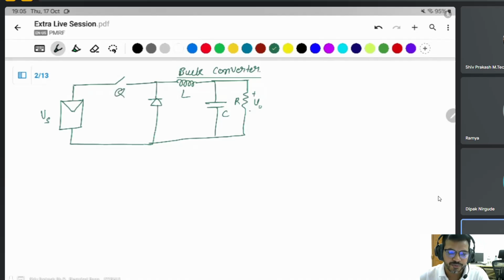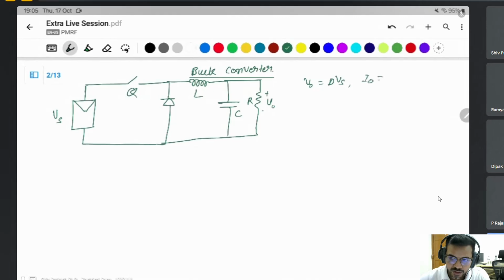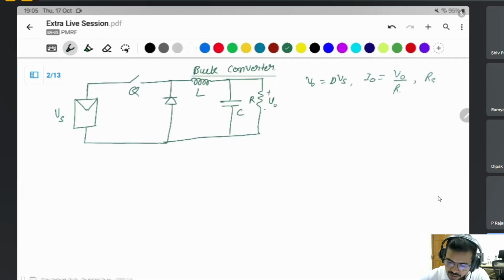Yes, switch Q. And do you know about the output voltage? It is V naught equal to D Vs, where D is the duty time of the input, and I naught is equal to V naught by R naught. Simply, I want to write R only. Now the input resistance: taking the R now, Rs is equal to Vs by Is.